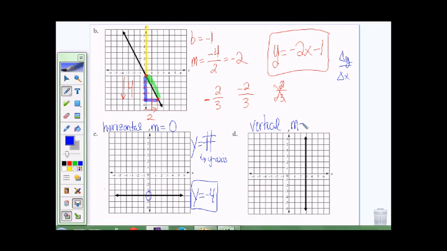the slope is undefined. It doesn't exist. It's too steep. It's straight up and down. So we are not allowed to divide by 0, so m in that case is undefined.